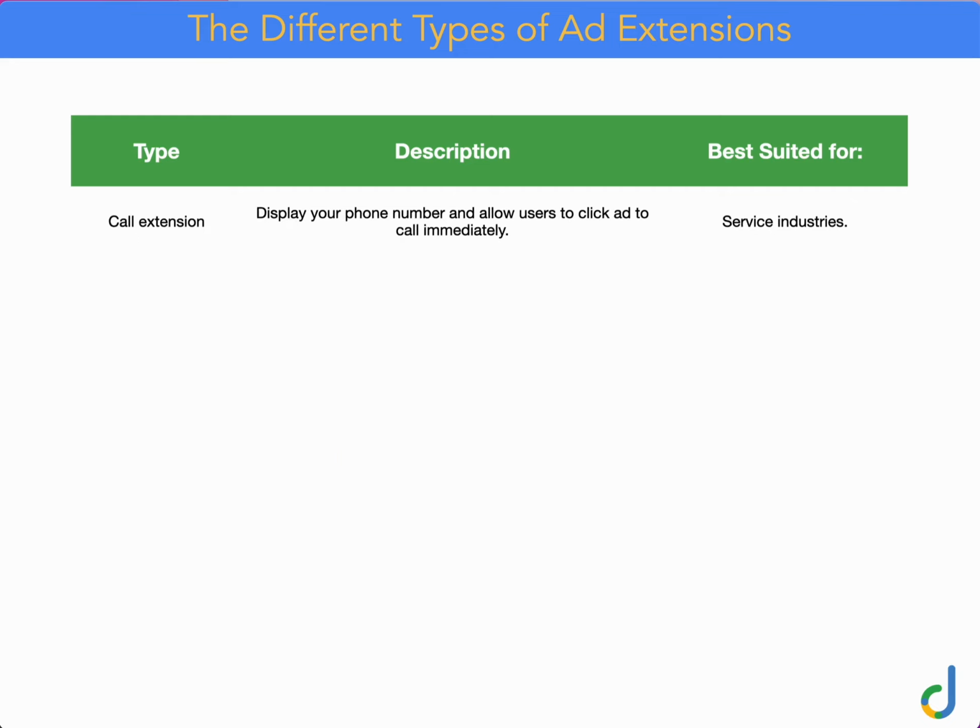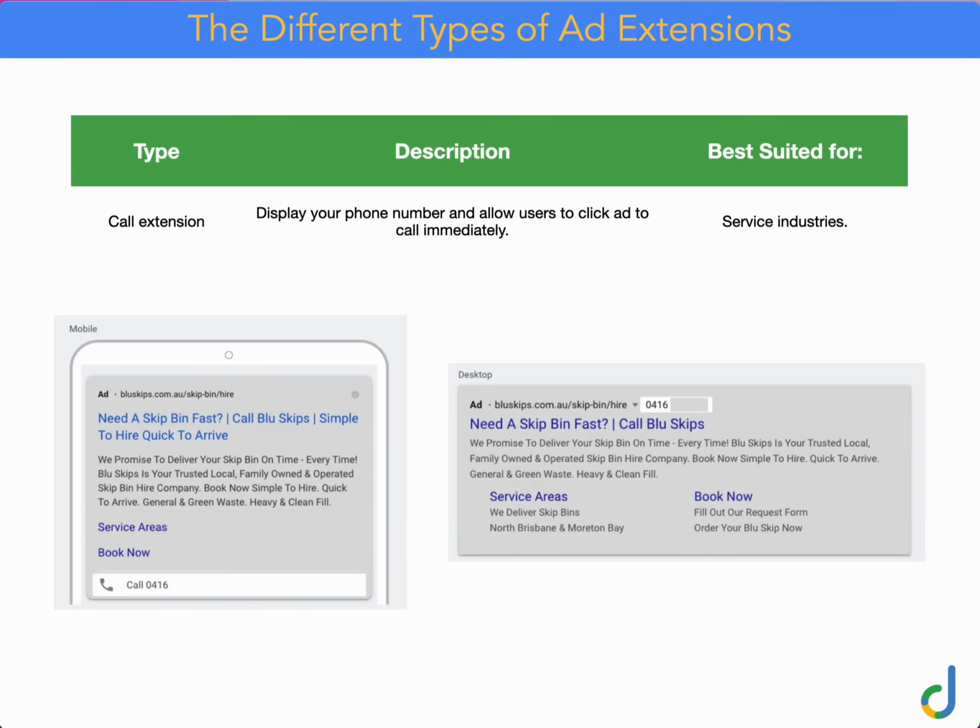Call extensions. This is where you display your phone number, which allows users to click and call your ad immediately. This is best suited for service industries, and this is where they actually see your phone number in the ad. On a mobile version, if they were to click this button in here, it would take them directly to a phone call, so they wouldn't even go to your website.